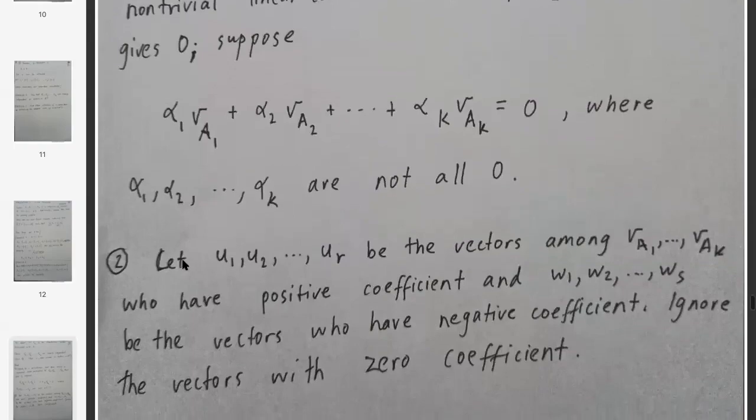So first, let u1, u2, ..., ur be the vectors among v_A1, ..., v_Ak who have positive coefficient, meaning whose corresponding alpha_i is positive. And let w1, w2, ..., ws be the vectors who have negative coefficient. First notice that if you have a positive coefficient, you must have at least one negative coefficient. So r and s are greater than or equal to 1, meaning there is some vector among u1, ..., ur which has a positive coefficient, and among w1, w2, ..., ws which has a negative coefficient. And we just ignore the vectors which have 0 coefficient.